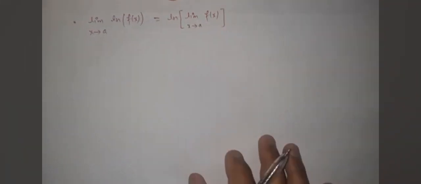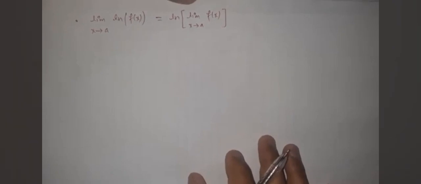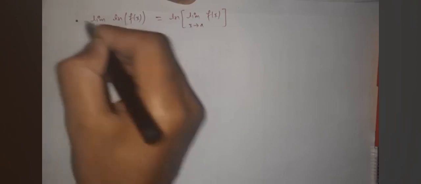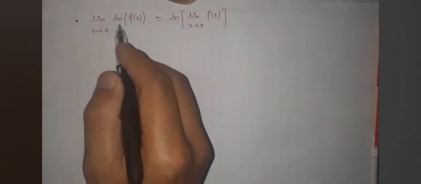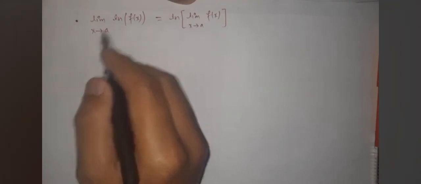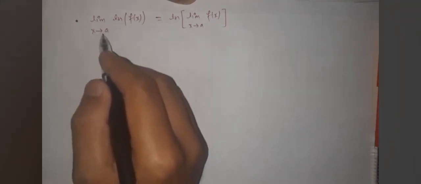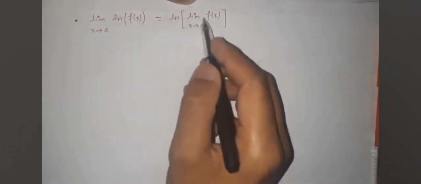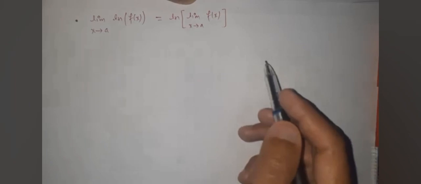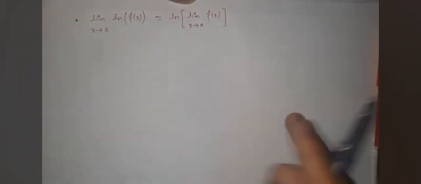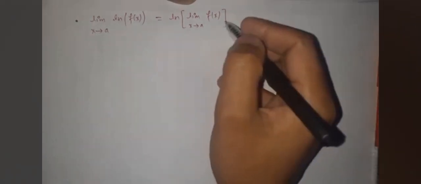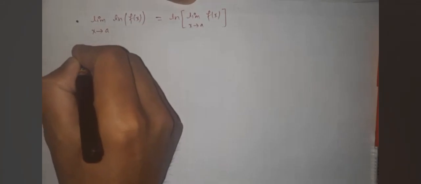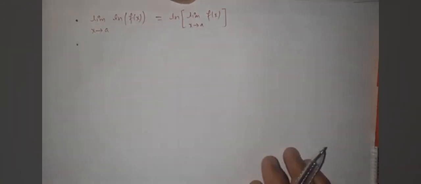Here we write a very special property of the limit of a logarithm function. The limit of ln of f of x when x approaches a is the same as ln of the limit of that function when x approaches the same number. This property is very important in the calculation of limits.